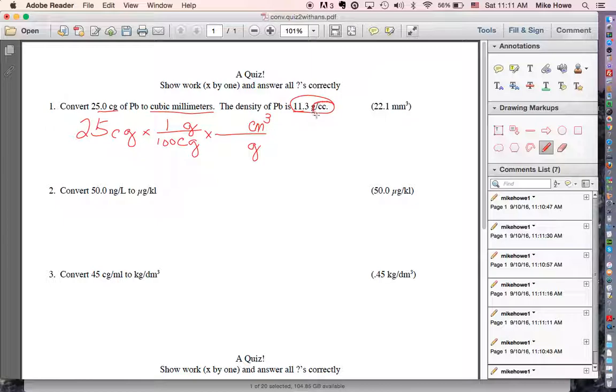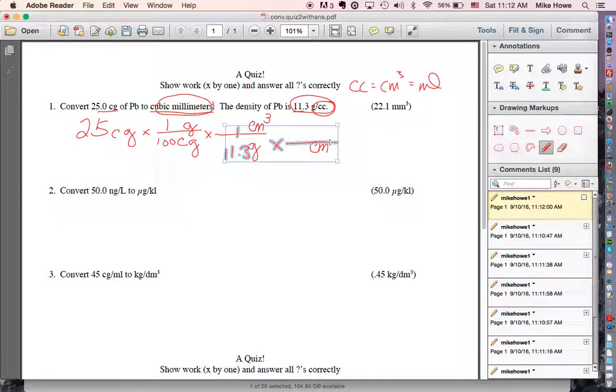So see, this cc means cubic centimeters, same thing as a cubic centimeter, which is the same thing as a milliliter. They're all the same. All right, in this case, we know 1 cc, because there's nothing with the cc, so there's 1, is the same as 11.3 grams. Now we're ready to go to cubic millimeters, because we want to get our volume from cubic centimeters to cubic millimeters. So I'm going to pretend that I don't know the relationship between cubic centimeters and cubic millimeters.